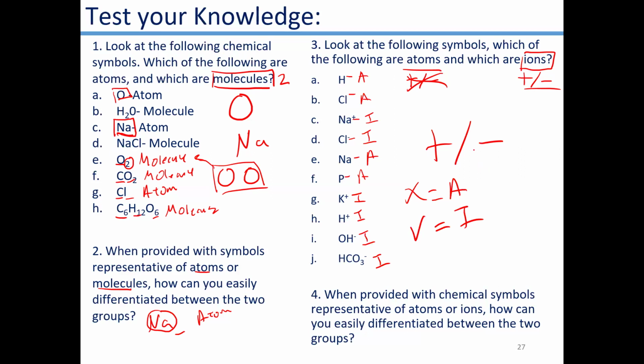Okay, and then our last one: when provided with chemical symbols representing an atom or an ion, how can you easily differentiate between the two? Again, as long as you look for that plus and minus on the superscript, right? So the number up top here, or the charge, if you see one, it's going to be an ion, and if you do not, it is going to be an atom. And just like that, that is going to conclude our lecture on our chemistry portion.